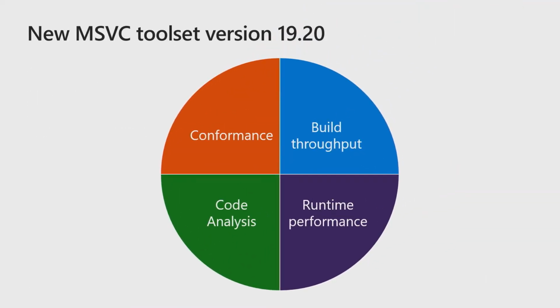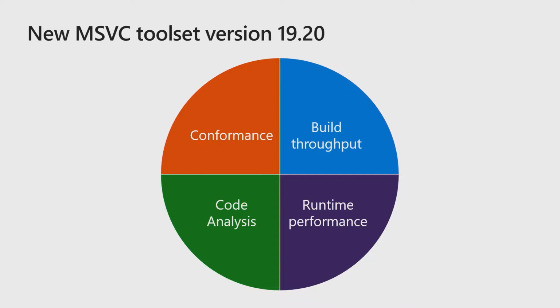In summary, these are the improvements in the toolset in conformance, build throughput, code analysis, and runtime performance. And what you're getting is the best C++ compiler toolset available for targeting Windows. Overall, Visual Studio gives you the best tools for developing Windows applications.